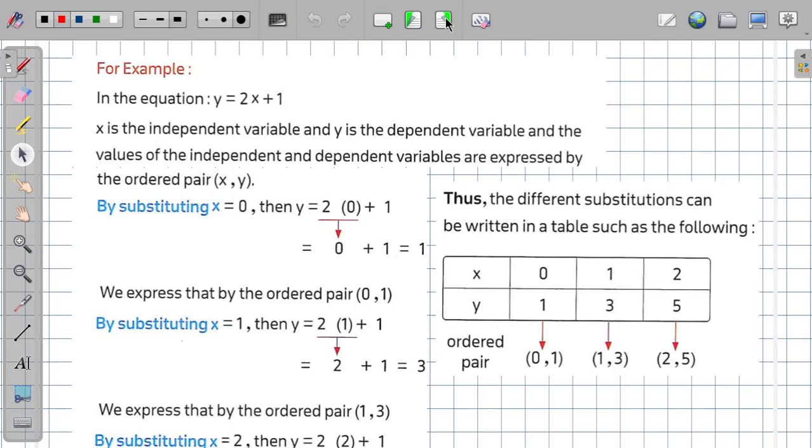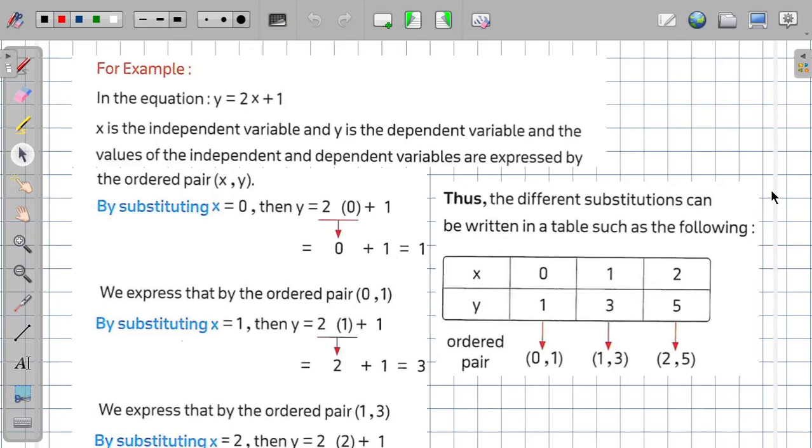So if I wanted to find the ordered pairs which represent this equation, we can substitute x by any number like 0, 1, 2, and so on. So if I want to replace x with 0, we can get y equals 2 times 0 plus 1, so y equals 1. So the first ordered pair here is 0 and 1. So the x coordinate is 0 and the y coordinate is 1.